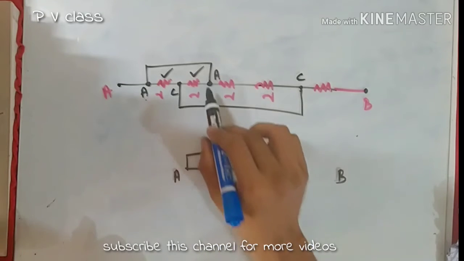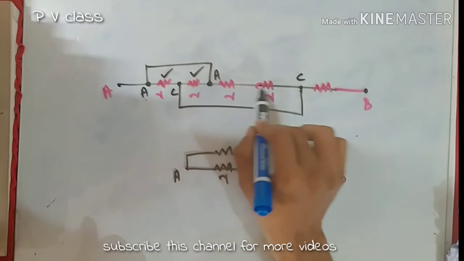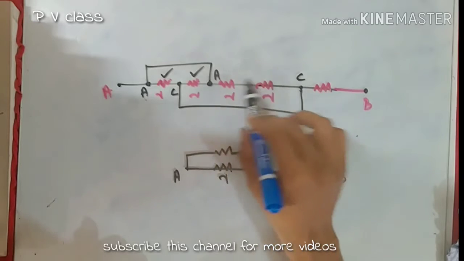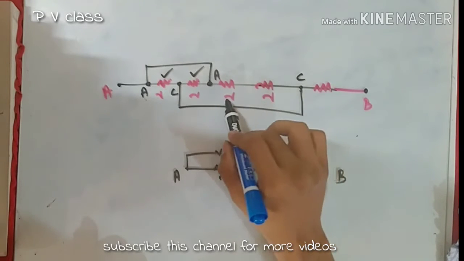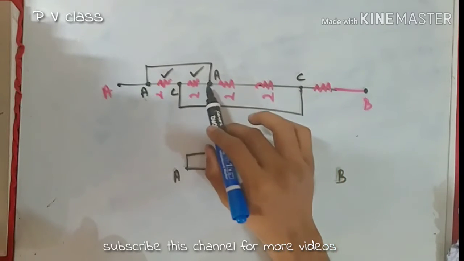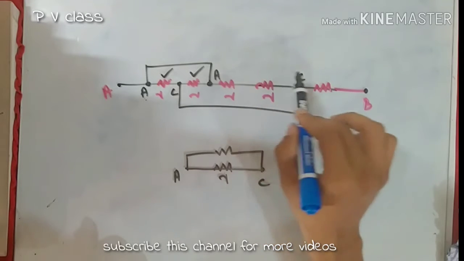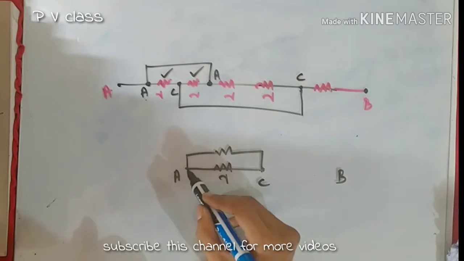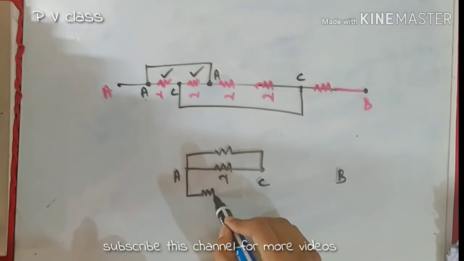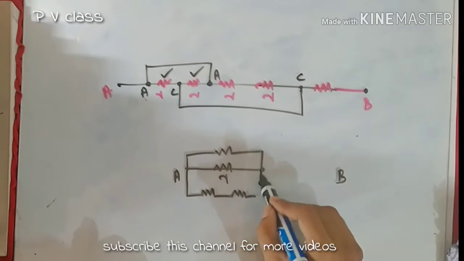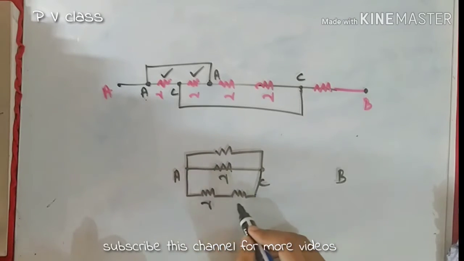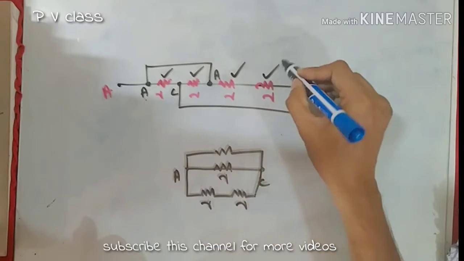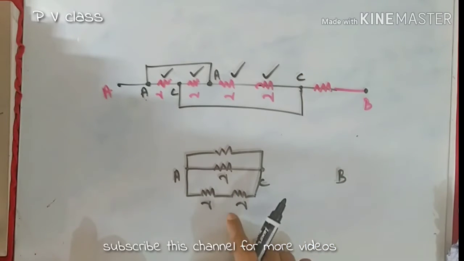Then, let's analyze these two resistors. These two resistors, they are of small r and small r. They are between the terminals A and C. Therefore, I will have to draw two resistors between A and C, small r and small r. Therefore, these two are redrawn over here.